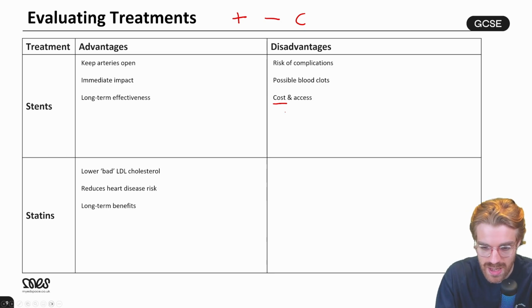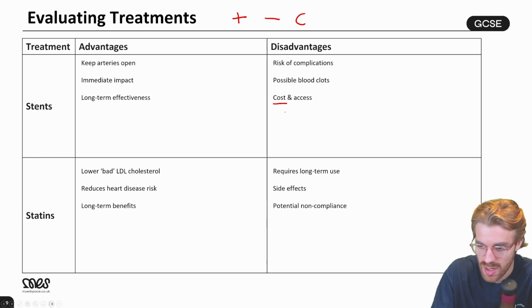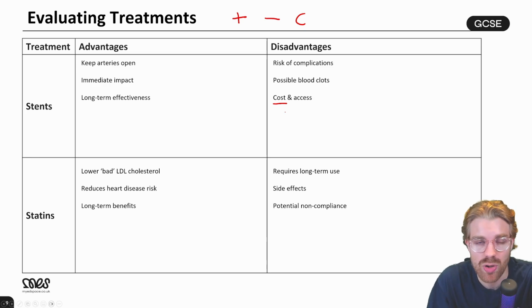Now, statins have the advantage that they lower the cholesterol. Statins are more of a preventative treatment. They also reduce the heart disease risk and have long-term benefits. The disadvantages, though, are that the person would have to take them probably for the rest of their life. There is also the chance of side effects, particularly things like headaches. And there's the potential for people to not take the statins, which then is going to lead to the buildup of that fatty plaque, which then is going to lead to that heart disease risk as well.